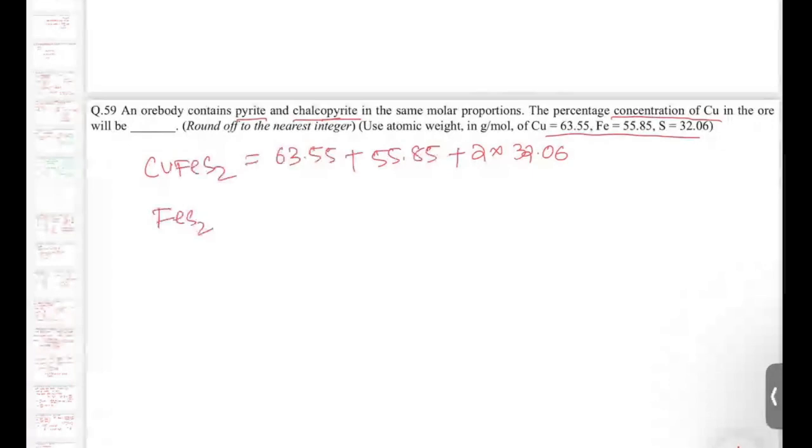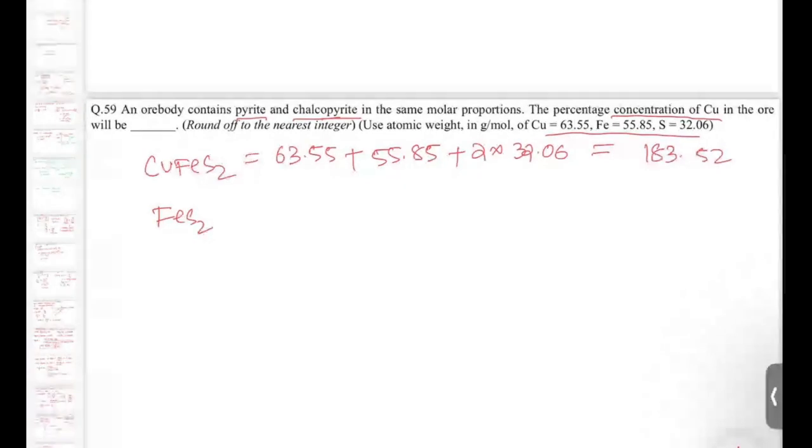So now it should be equal to, just a second, how much? It should be equal to 183.5. This is gram per mole.